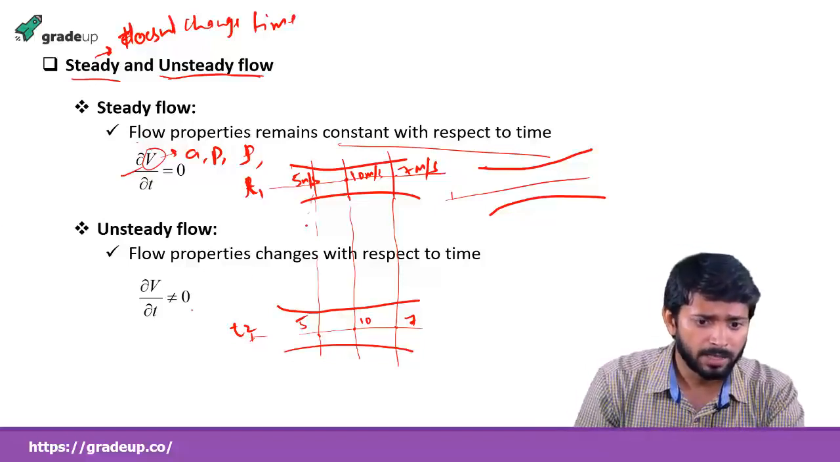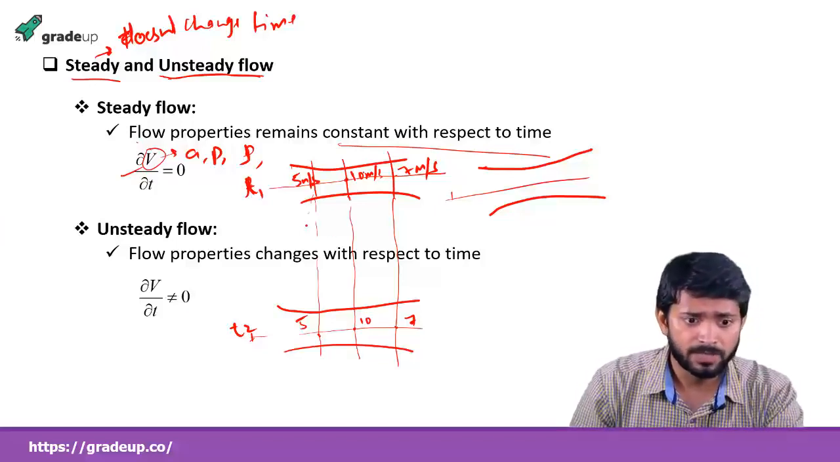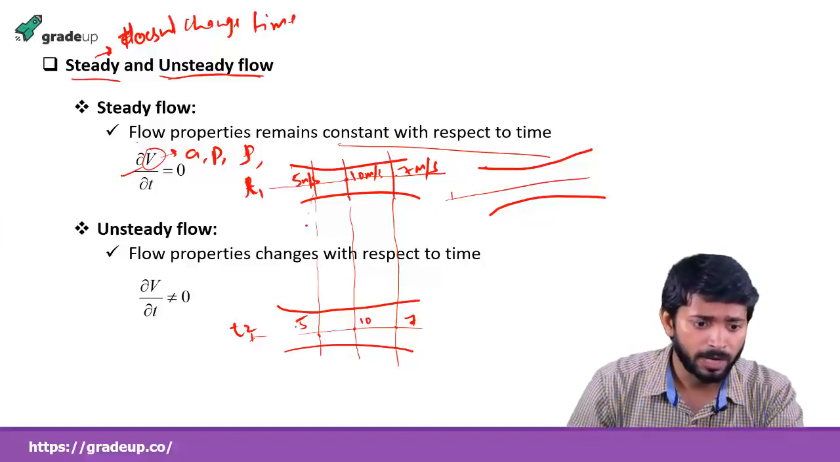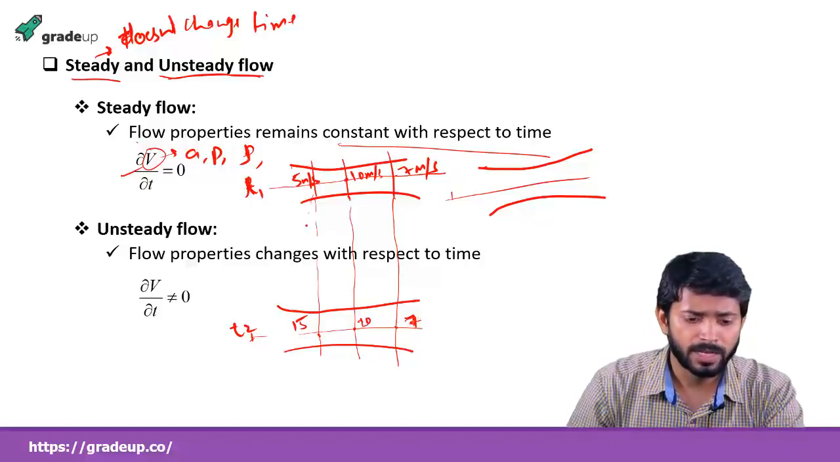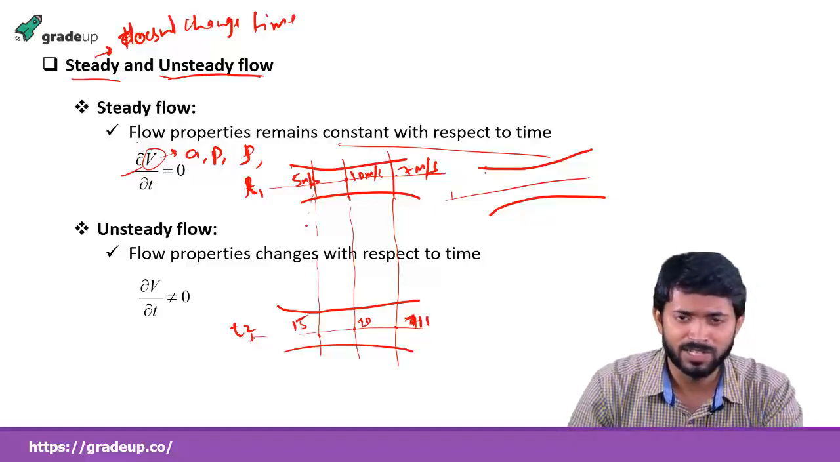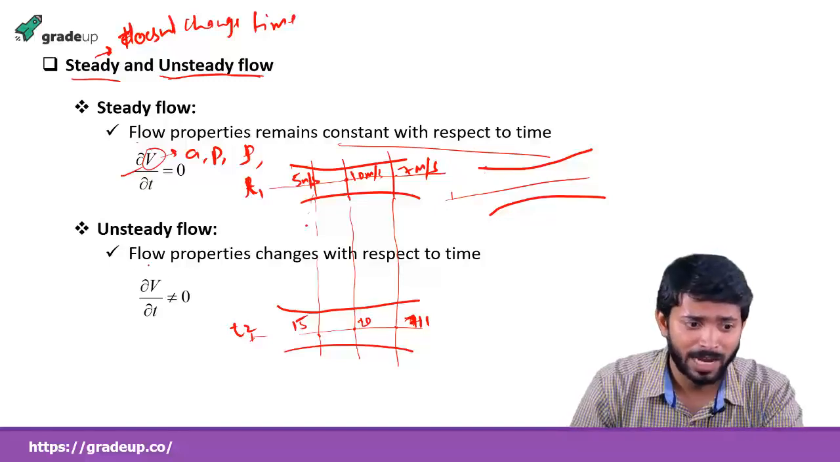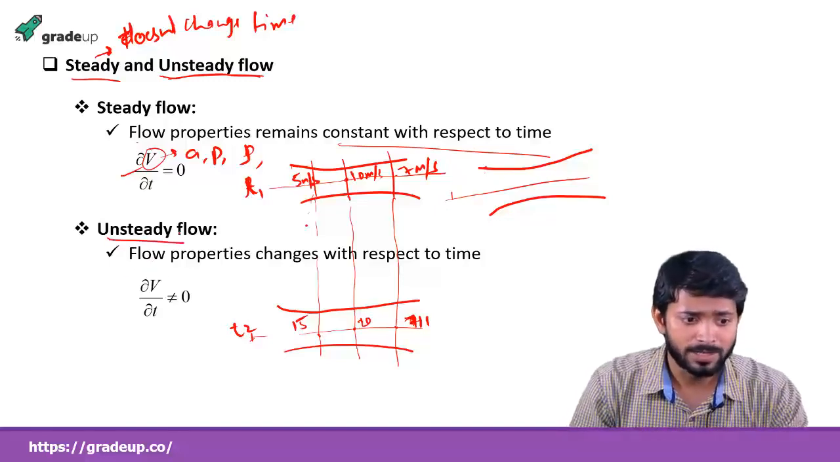So instead, if the flow condition changes, suppose at time t2 it becomes 15, then 20, and then say again 11, just some examples. So the velocity condition has been changed now at some different time. So this kind of flow is known as unsteady flow.